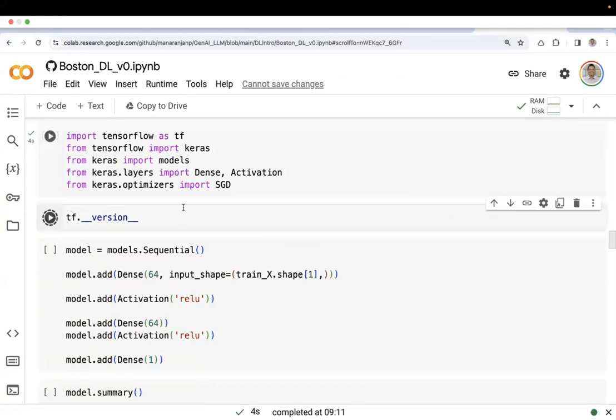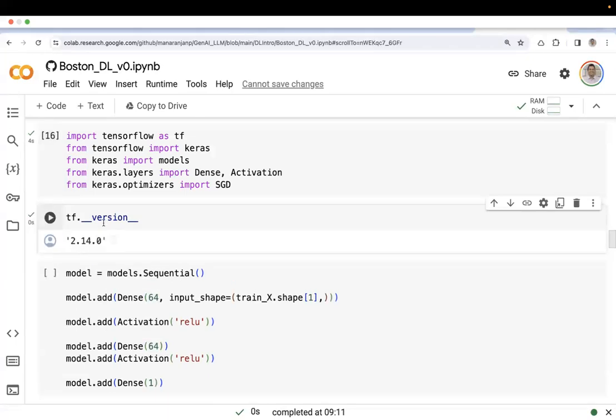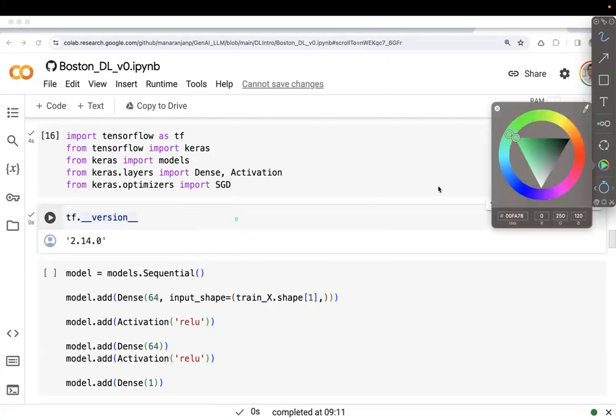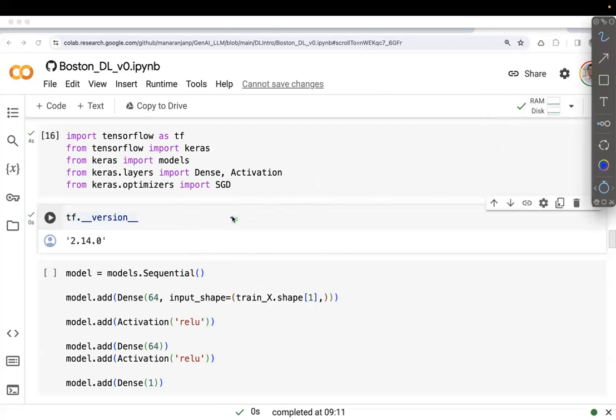And typically it's a good idea to always check the version number. All libraries in Python, you must be aware already, for any library, you say the library name dot, for example, let's say pandas, pd dot underscore underscore version underscore underscore. This will always give you the version number.